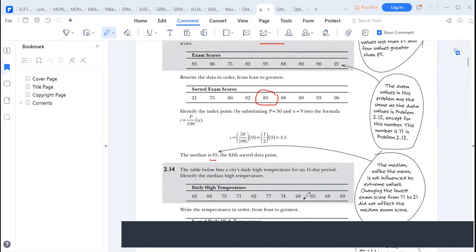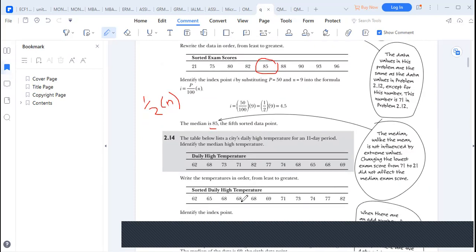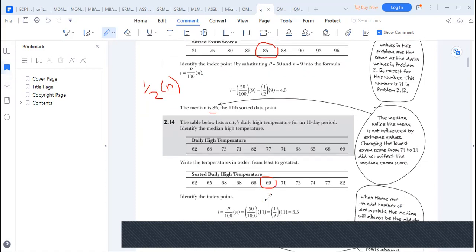We have 11 in this case. 11, we round up, it is 12. Half of 12, which is our n, is 6. So 6 directly is the median. 1, 2, 3, 4, 5, 6, which is 69. Sorry, I'm a little bit behind.